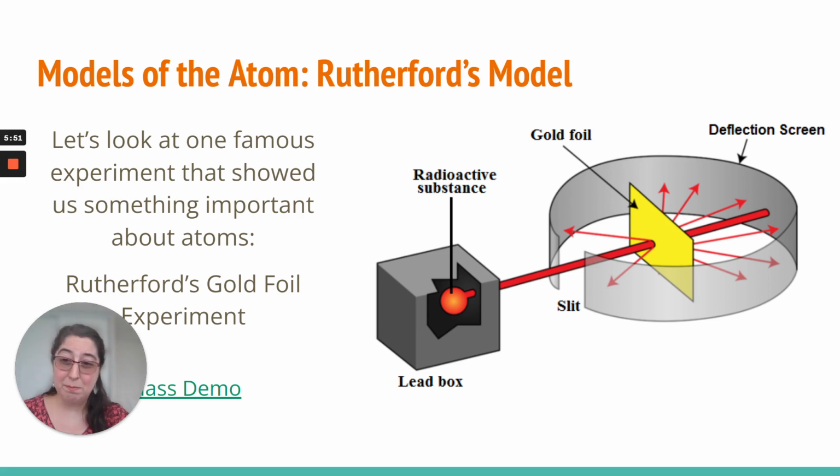After him, Rutherford came along. And Rutherford did what is probably the most famous atomic experiment ever. He called it the gold foil experiment. He basically shot a beam of particles at a very thin piece of gold foil. So kind of one atom thick, although it was probably a bit thicker. And he expected, based on Thomson's model, for a certain something to happen.